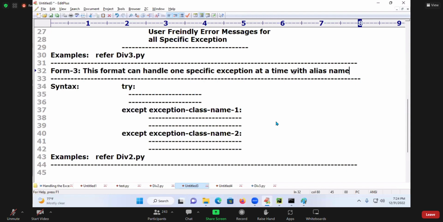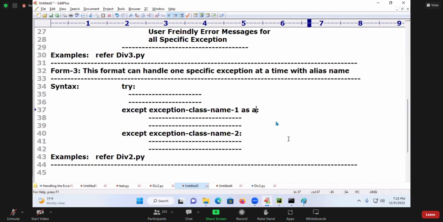Why is an alias name required? In future, we are going to write Python applications to communicate with a database. In the database, some exceptions will come. Do you know Oracle? No, sir. Only Python, you know. Right. In their database, some exceptions will come. Those exceptions I want to capture in Python. I will capture them in Python.